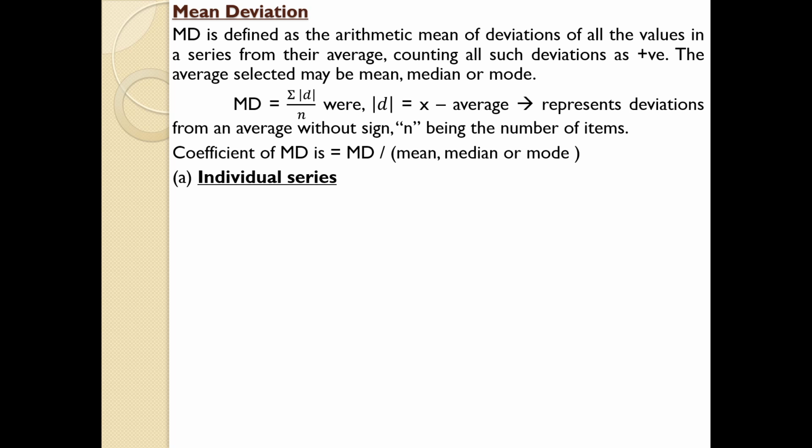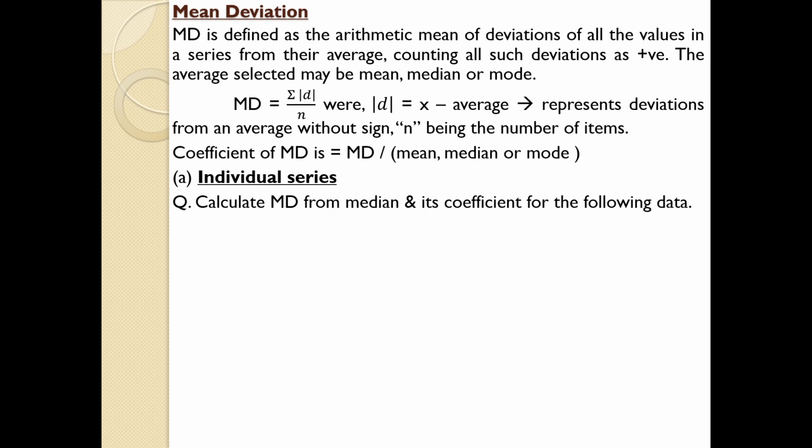So in case of individual series, you need to have an idea about how to find mean, median, and mode. And remember, you need not use mean, median, and mode in the same question. Any one method is followed. Sometimes the average may be specified in the question, for example, compute mean deviation using mean. If some average is specified in the question, you have to follow that particular average. If nothing is specified, you can use any method, whether it is mean, median, or mode, up to your discretion. Okay, first one, individual series.